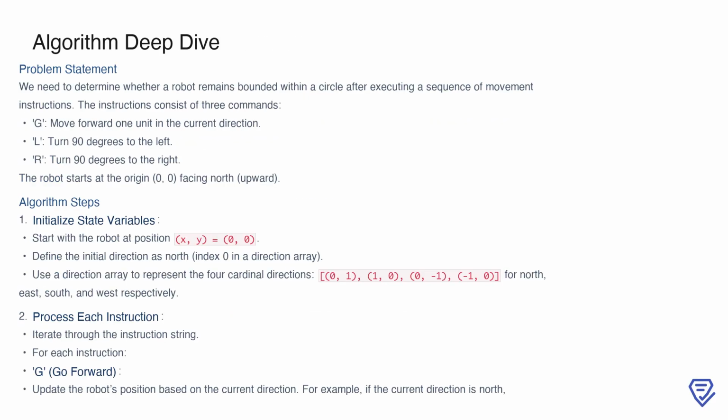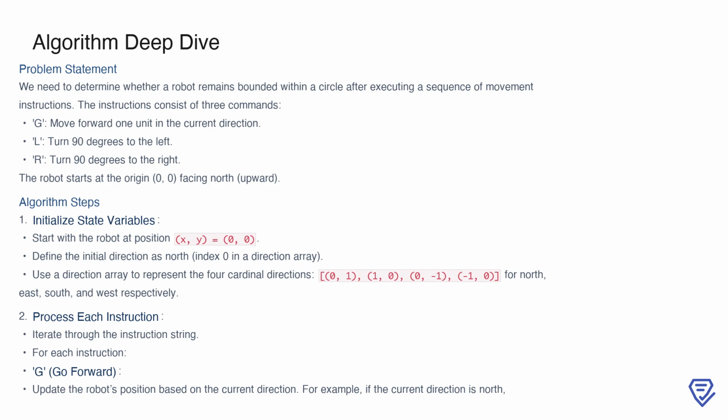To solve the problem of determining whether a robot remains bounded in a circle, we first need to understand its movement. The robot executes a sequence of commands: G to move forward 1 unit in its current direction, L to turn 90 degrees left, and R to turn 90 degrees right. It starts at the origin, facing north.